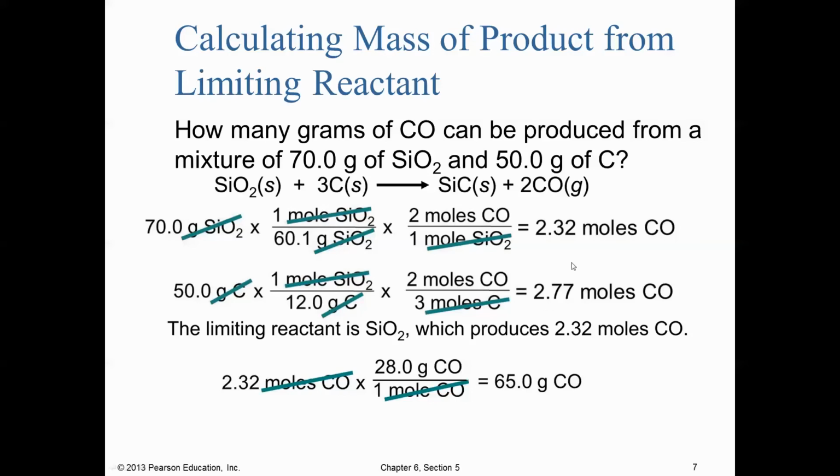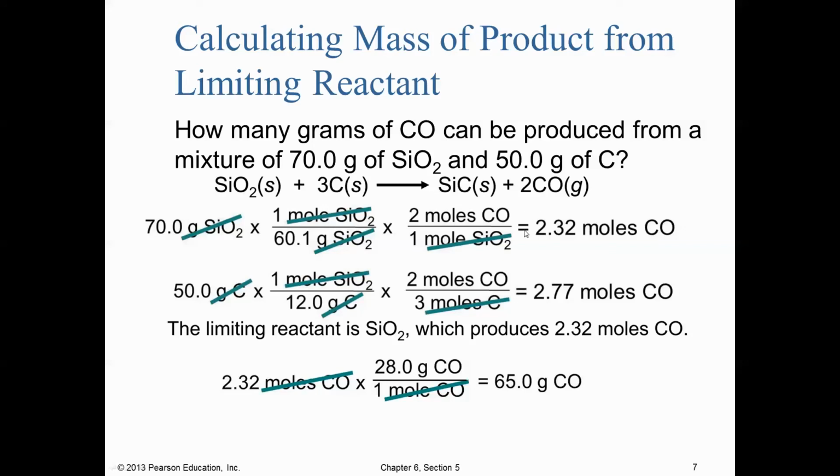So which one do we actually make? Always the lesser amount. Once we've produced this 2.32 moles of CO, we're completely out of SiO2 and the reaction stops. Even though we have excess carbon left, we can't make any more CO because we're out of our other reactant. So 2.32 is the amount of moles we can actually produce.